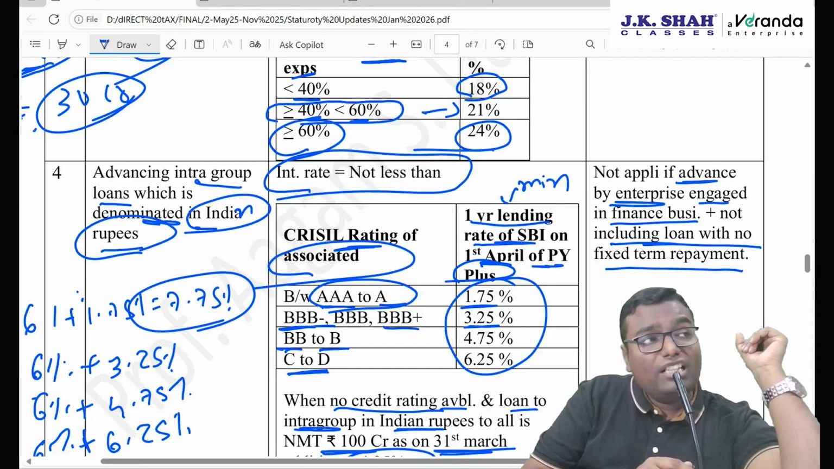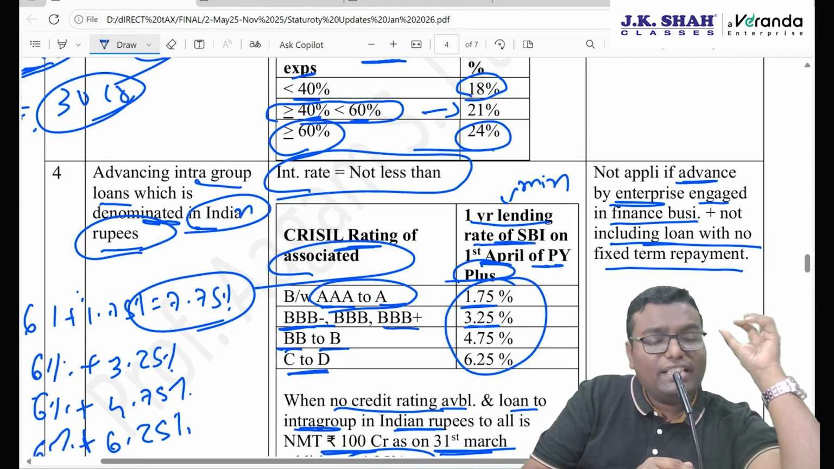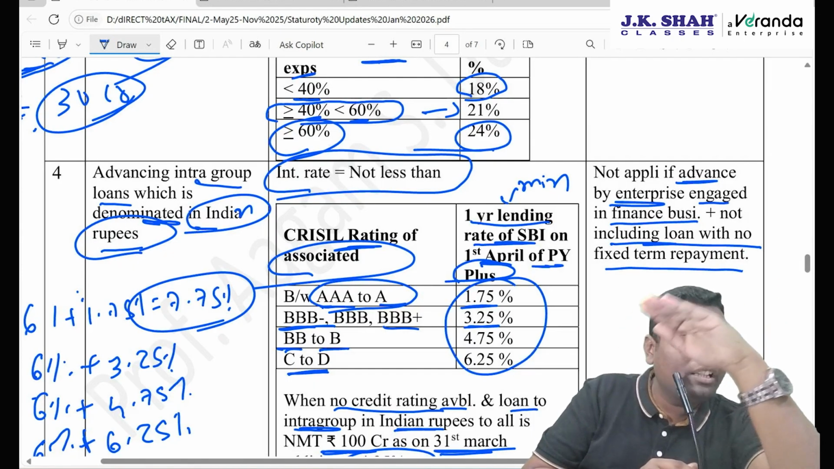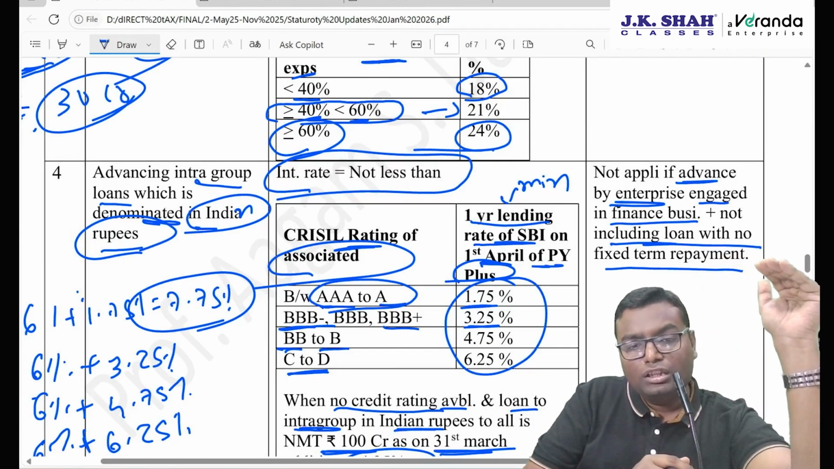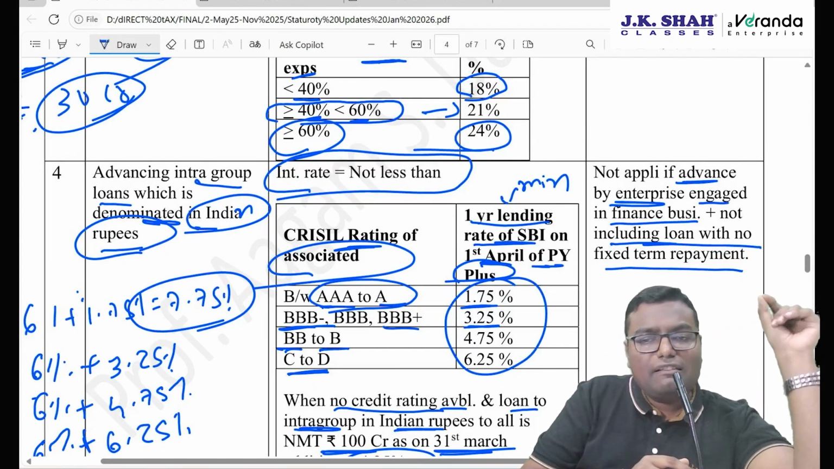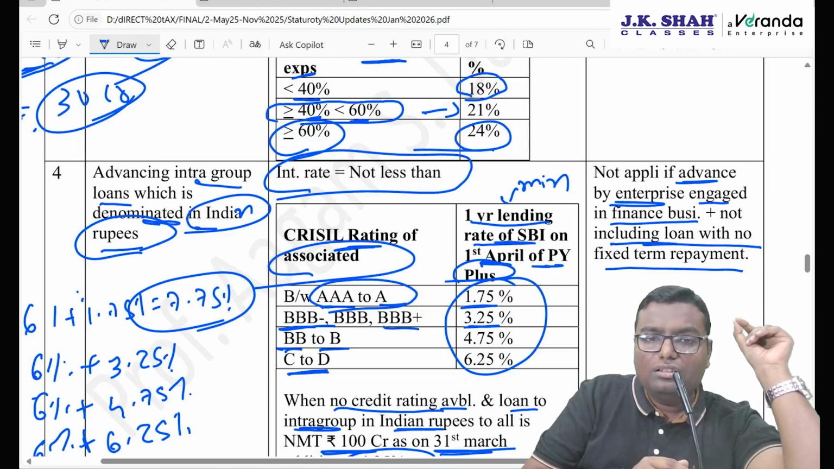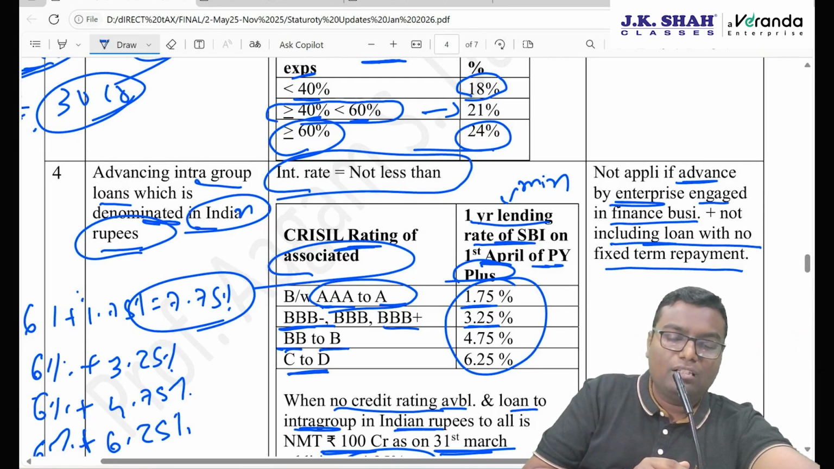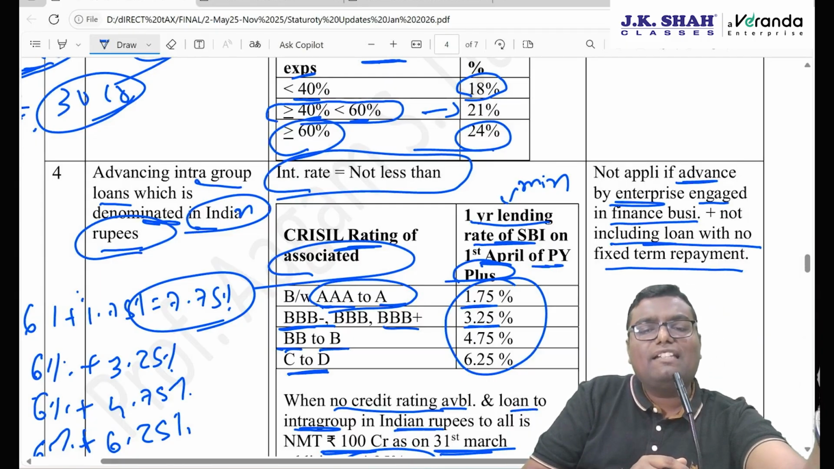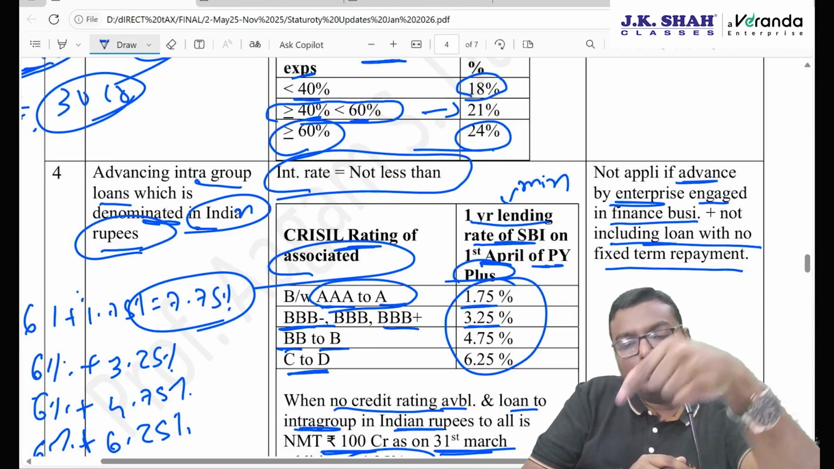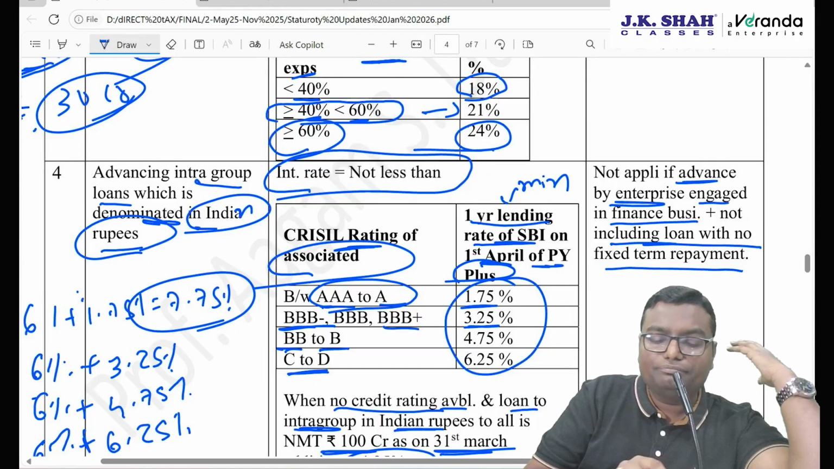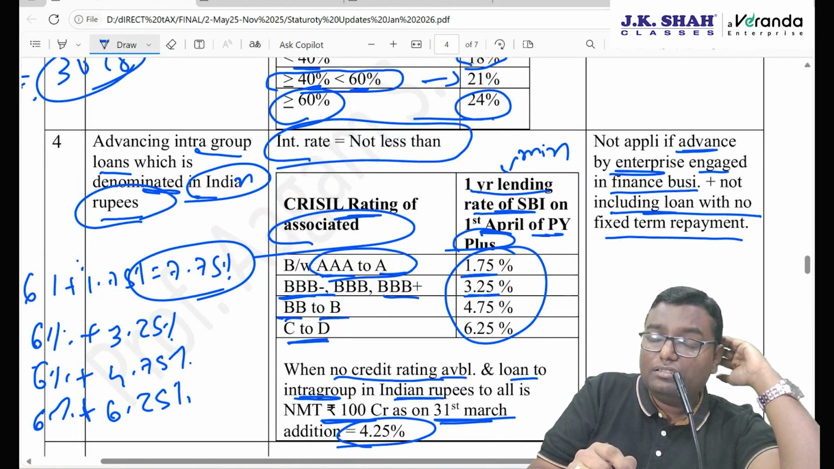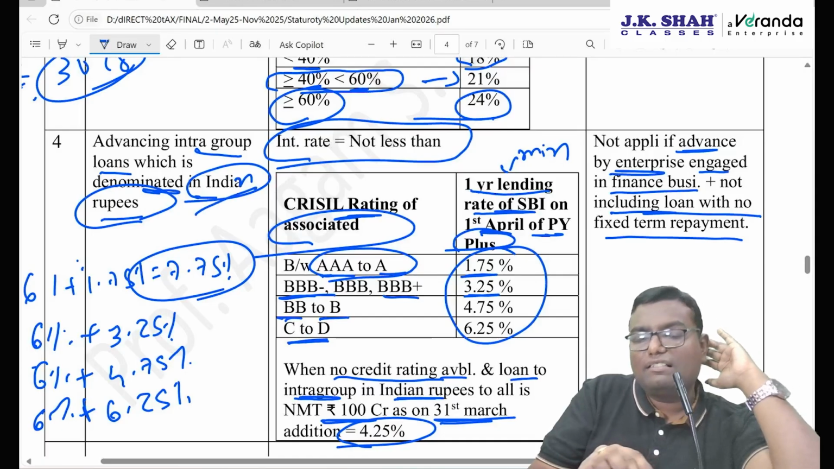In the exam, if any question gives you a hint to find out the ALP based on different adjustments, you can write an assumption that the assessee has not opted for the safe harbor rule and calculate the arm's length price as per the normal methods. But if they have said that the assessee has opted for the safe harbor rule, then only apply these kinds of percentages. Now this particular fourth point was applicable when the loan is denominated in Indian currency.